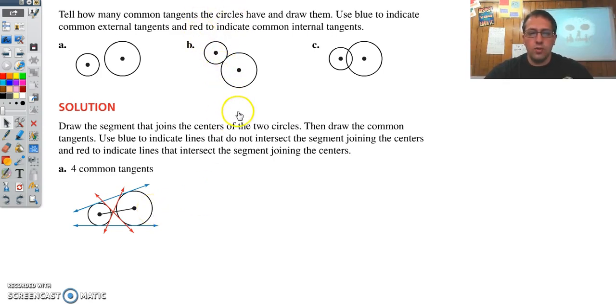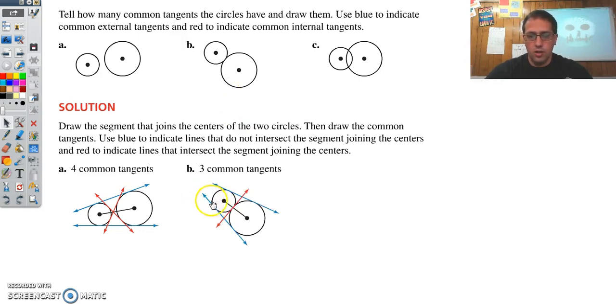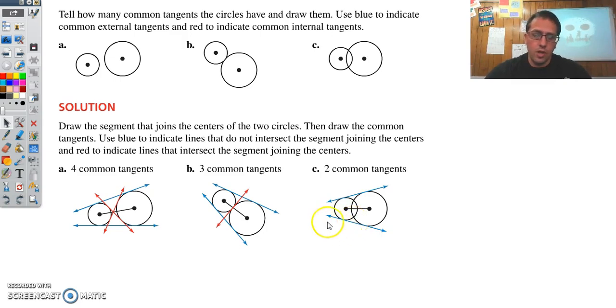So for the circles over here on problem B, you're going to have 3 common tangents: 2 external tangents and 1 internal tangent. In this case, these are tangent circles, so it's just going to touch like that, tangent to both circles at the same place. And for C, we just have 2 common tangents, just on the outside, because we can't draw anything in between the circles because the circles overlap. There's no space in between the circles. Nowhere to go. All right.